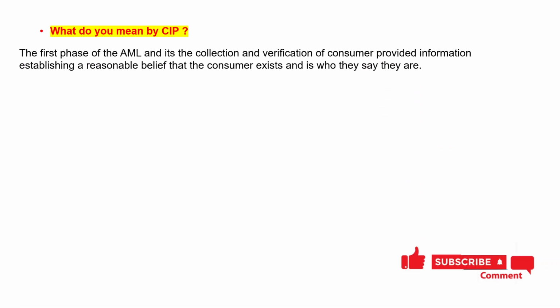CIP is the first phase of AML and is the collection and verification of consumer provided information, establishing a reasonable belief that the customer exists and is who they say they are. What does it mean? This is written in very simple English actually. Coming to the retail part, if a customer comes with a PAN card and Aadhaar card and he comes himself to us, we see that he is basically eligible to open an account. Due diligence is a different thing, but he qualifies the basic criteria, right?